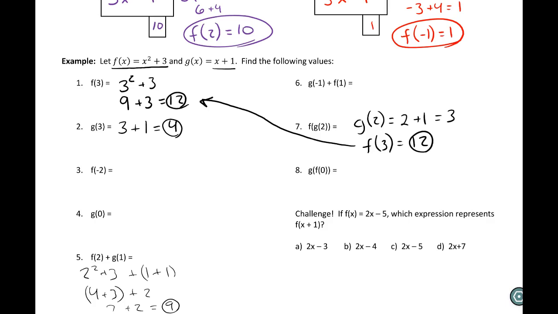All right, so you're going to do the same thing for 8, and you're going to solve numbers 3, 4, 6, 8, and see if you can try that challenge.